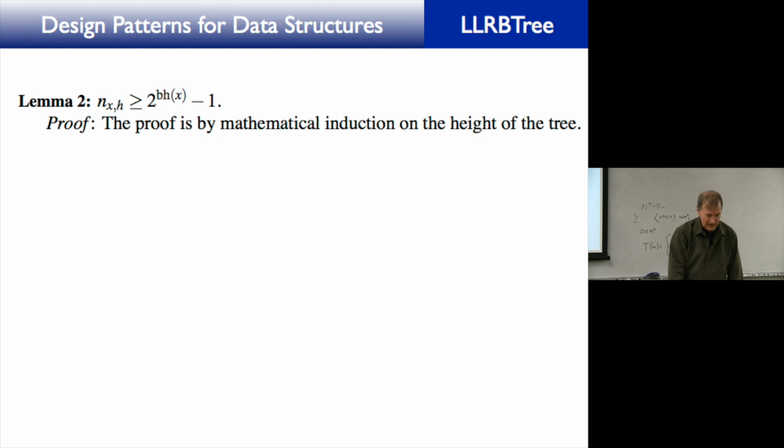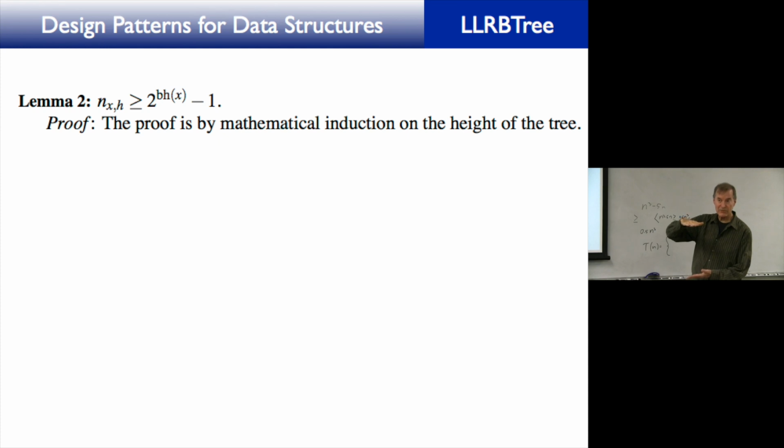And then we had this lemma 2, that n(x, h) is greater than or equal to 2 to the black height of x minus 1. This is the key to the performance analysis. Because what does this relate? What is n? n is the number of nodes. Are you with me? And what is the black height? That's the height of the tree.